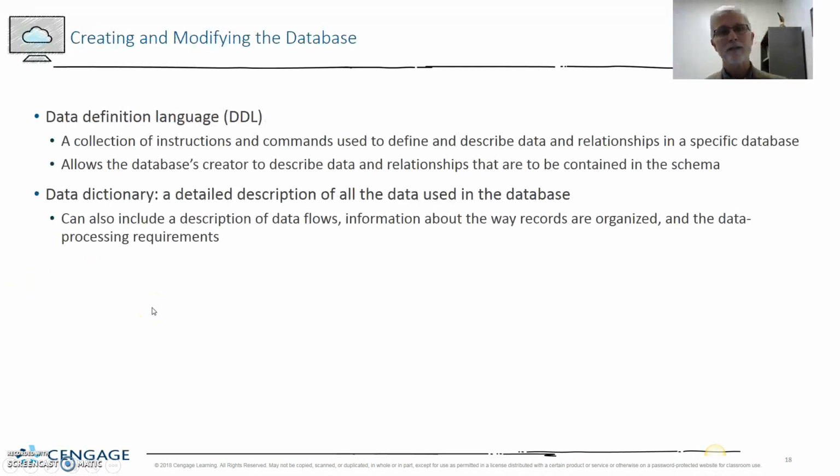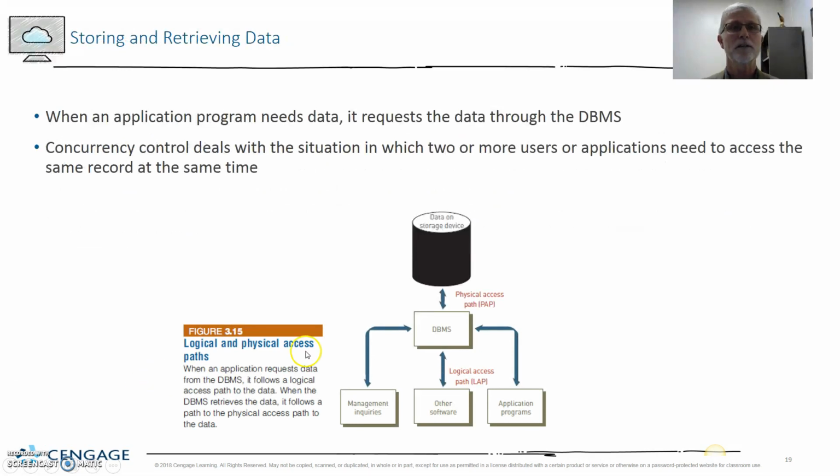Now, when I'm creating and modifying, there are two things you can look at: what is my data definition language and what's my data dictionary. The data dictionary is basically the detailed description of all the data used in the database, and the definition language is just the tool I'm going to use to define and describe the data and relationships. So when you're creating a database, you need to make sure you understand both of those.